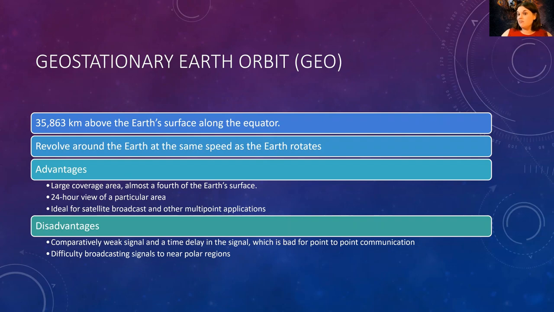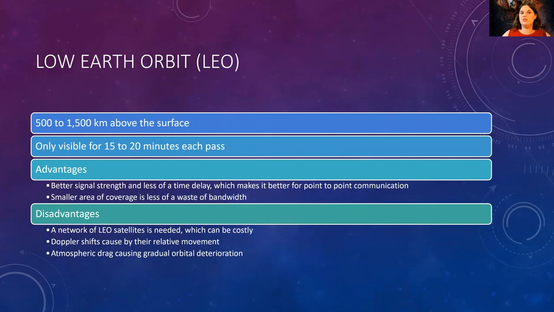So let's look at the next one. Low Earth orbit. These are the ones that are really, really close to the surface, roughly between 500 to 1,500 kilometers above the Earth's surface. They're on the barely the outskirts of our atmosphere.